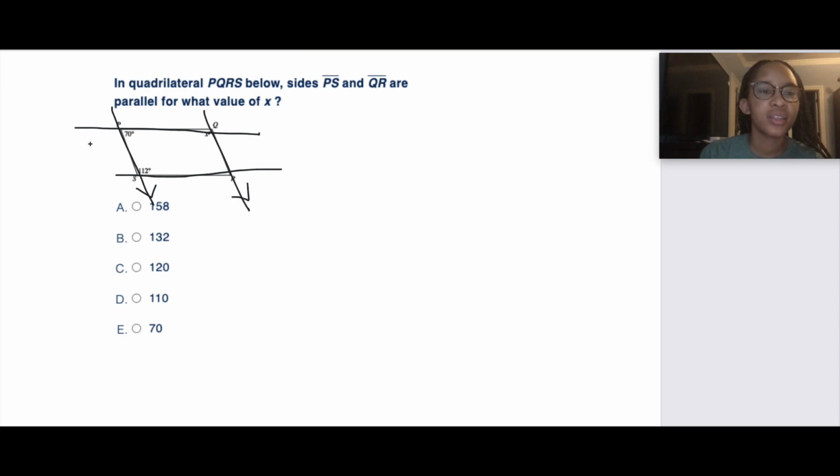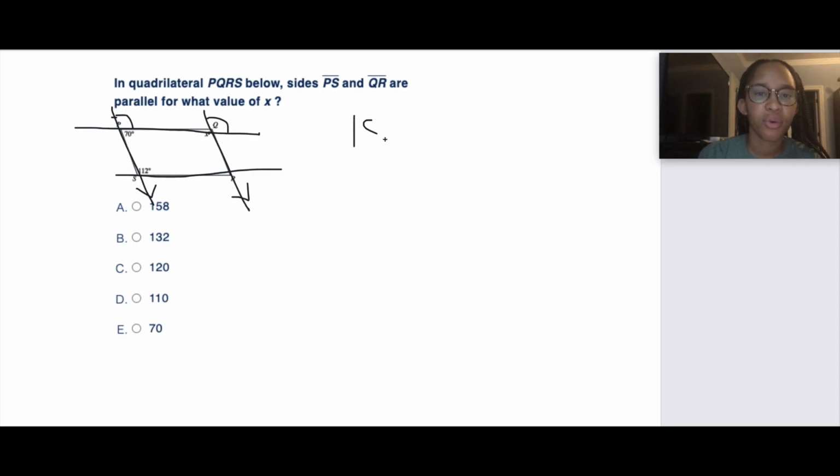So since we have this transversal at PQ, that means that P and Q are interior angles on the same side of the transversal. Do you see that? So these two angles, P and Q, are going to be congruent. And we can see that this 70 is on a straight line with P. And the angle measure of a straight line is 180.